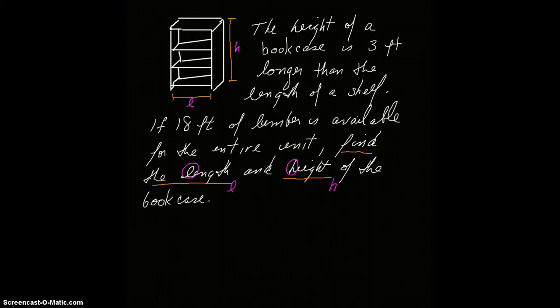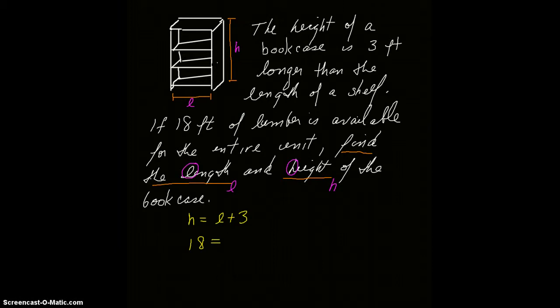So now we go back to the problem and figure out what else we are given, what can we do with this. The height of the bookcase, H, it says is 3 feet longer than the length. So it's L plus 3. That's the first thing they tell us. That's one equation, but I have two unknowns. They also tell me I have 18 feet of lumber available. So 18 is all I've got. And that has to give me everything.